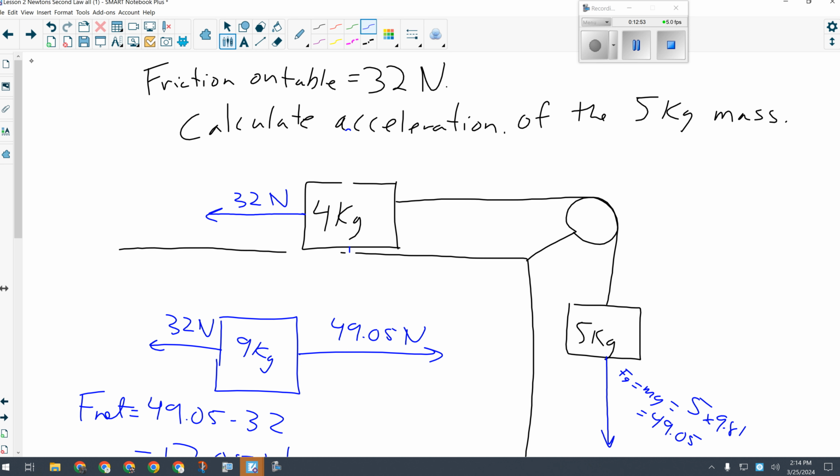Had they asked for the 4 kilogram block, it still would have been 1.9 meters per second squared, but it would have been forward along the table or towards the pulley or to the right, or any one of those vectors would have been appropriate. Everybody all right with how that one worked? Okay. Again, fairly simple math. We didn't do anything crazy there, okay?